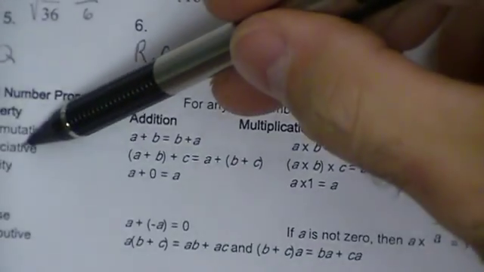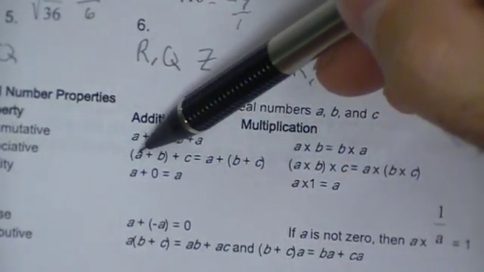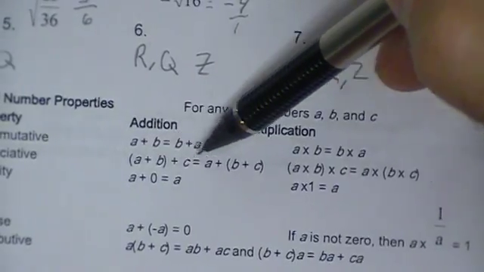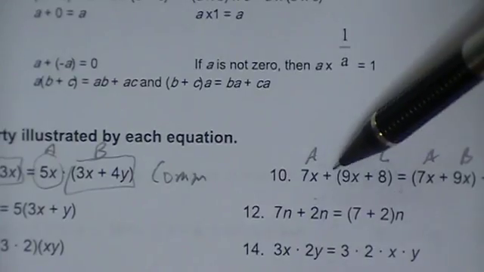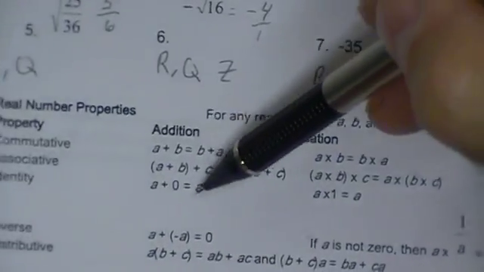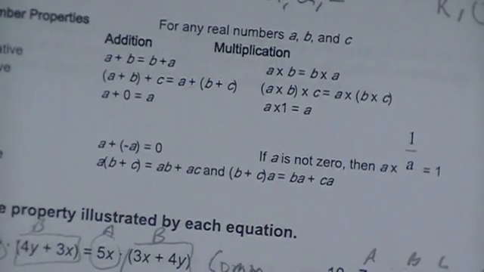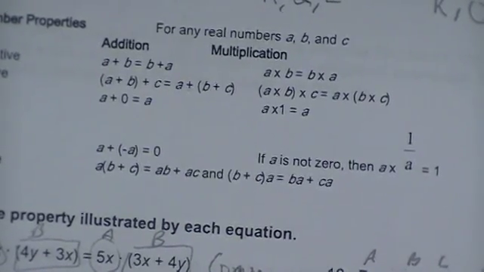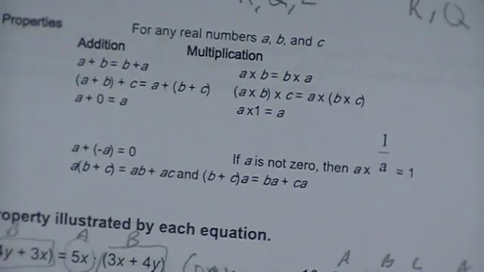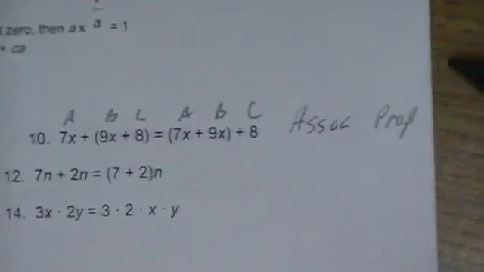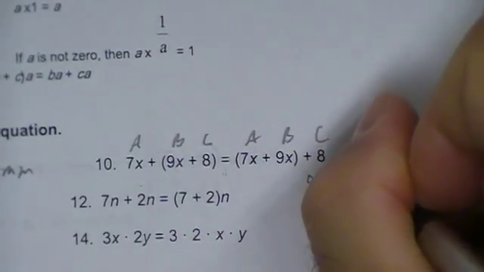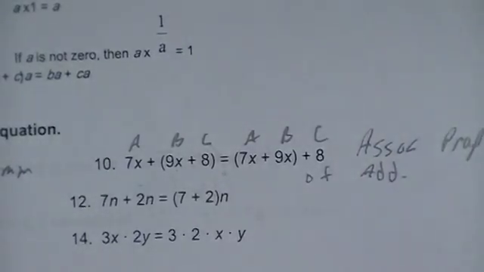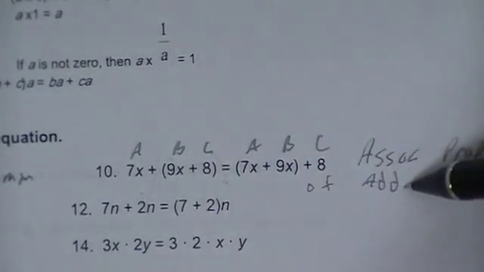So if you look up here in the directions, look what they did. They changed the parentheses. The parentheses around A and B, then it's around B and C. Okay, except this is addition. So it's addition, so it's associative property of addition. Okay. So 10 is associative property of addition.